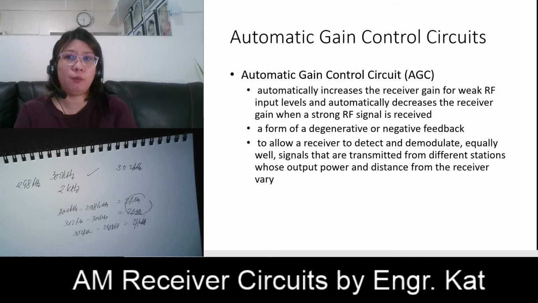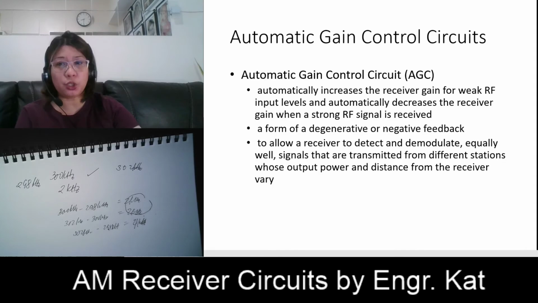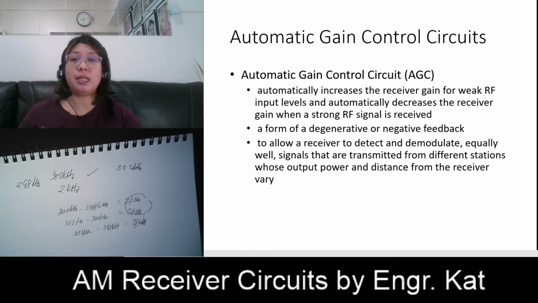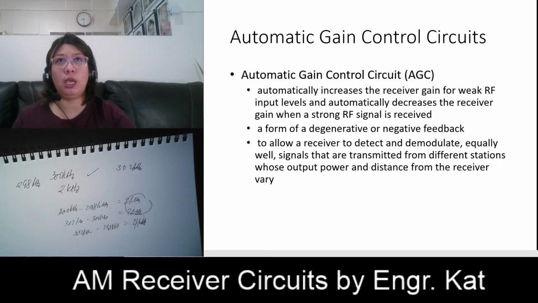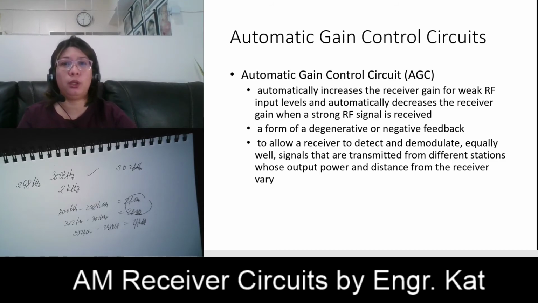So it is not a volume control. This is to allow a receiver to detect and demodulate equally well signals that are transmitted, for example, from different stations whose output power and distance from the receiver vary. Most particularly, for example, you are in a car, so you are traveling, so your distance varies, and at the same time, the output power coming from the transmitter also varies. So to compensate for these variations, we use the automatic gain control circuit.